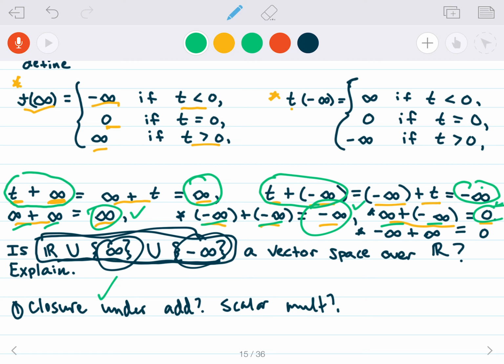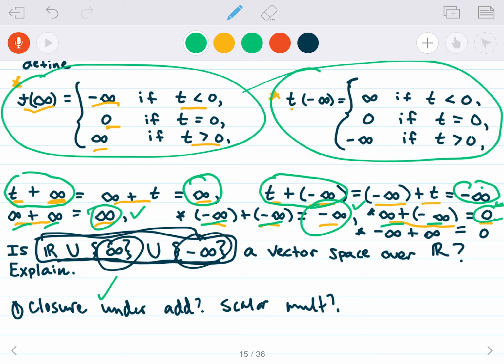Good. Great. What about scalar multiplication? So remember, our scalars are the real numbers. Of course, as I mentioned, the real numbers are closed under scalar multiplication by the real numbers. But what about infinity and negative infinity? Yeah, that's okay too because of these. These things prove closure under scalar multiplication. If I multiply infinity, or vector infinity, by a scalar, well, it's either going to be negative infinity, 0, or infinity. All three of these are in our vector space. So we're good on that front.